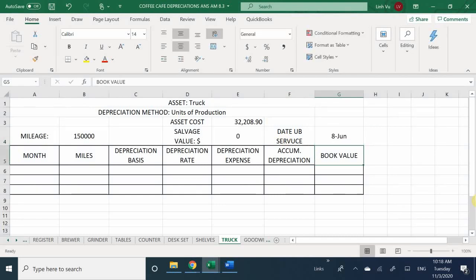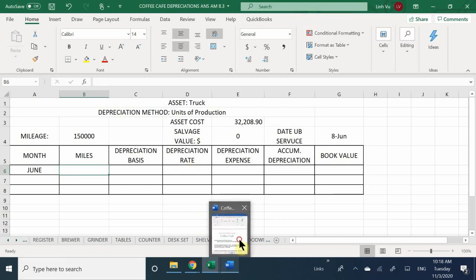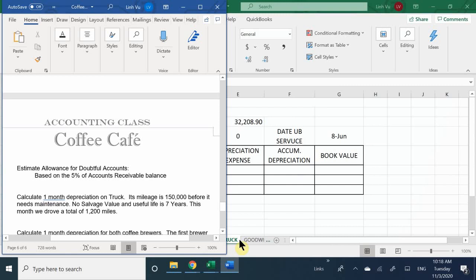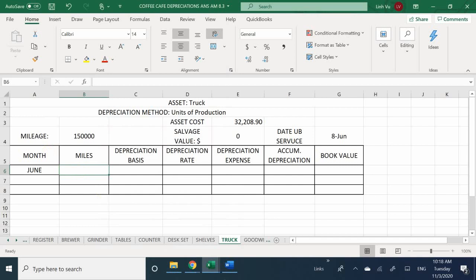All right. So what does that tell you? If I'm depreciating at the end of the month of June, what does that tell you? Before the first 15 days. So you have to depreciate for the month of June. Okay? And how many miles did I tell you that I reported? 1,200. We drove a total of 1,200 miles this month. Okay, so let's go ahead and solve for the rest of my information here.